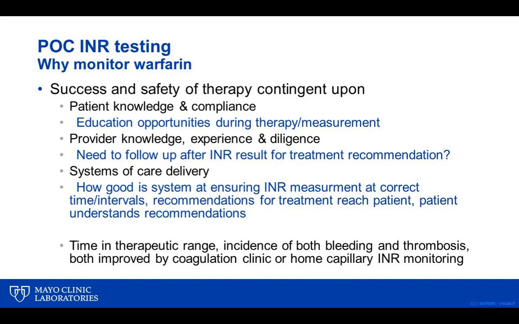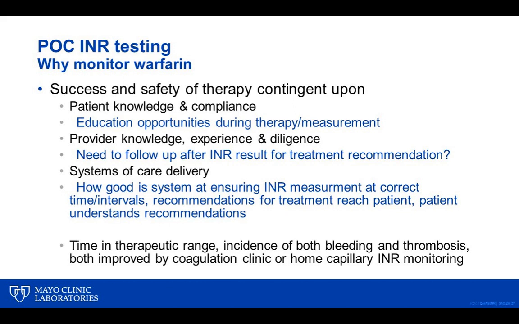We know the success and safety of anticoagulation with warfarin is contingent upon patient knowledge, education, and compliance, patients being aware of diet, medication effects, and getting their INR checked. Provider knowledge and experience: does the provider remember to tell the patient, come back to the lab to do your INR measurement this week? And the whole system of care: does the system automate reminders to the provider or the patient that it's time to remeasure their INR?